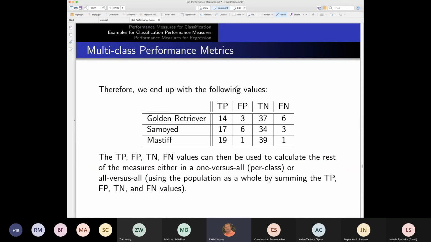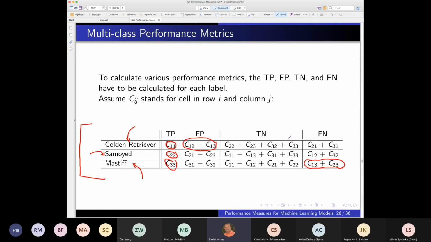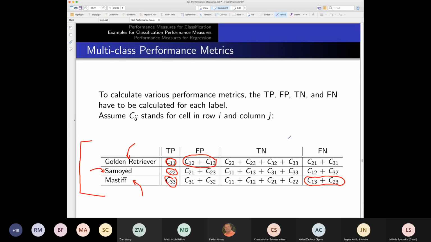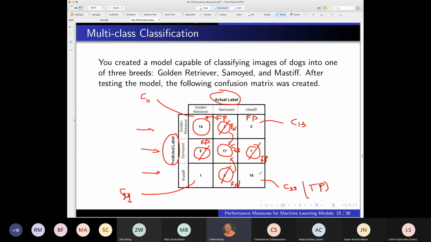For the true positive, for the particular class, we have 14 here, we have 3 here, we have 37 here, we have 34 here, and we have 3 here. For the mastiff, we have true positive 19, we have 1, and 39 here because of the entries in the earlier slide, and the false negative. So if we look at the mastiff class, we have here true positive. All of this is considered as true negative, the summation of all of them: 17 plus 14, 31, plus 3, 34, plus 5, so it makes it 39.